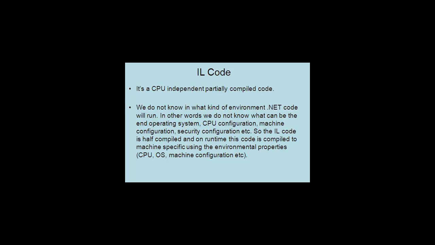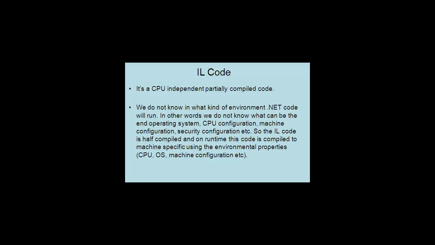Now the next question, as a developer you must be thinking, is why do we need a partially compiled code? Why not the full machine compiled code? Because again, there's an extra process which the execution engine has to do in order to compile this code into a fully compiled code. When we run the .NET application, we do not know what kind of environment we are going to run on. In other words, we do not know if it's going to be Windows XP, Windows 7, a Windows Server, etc.